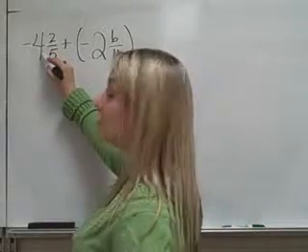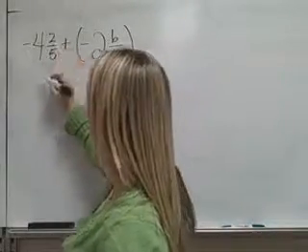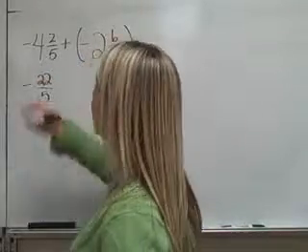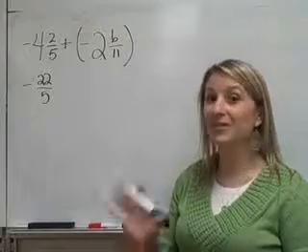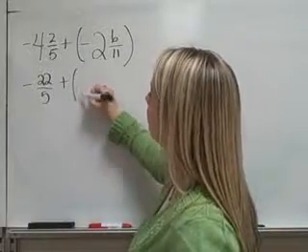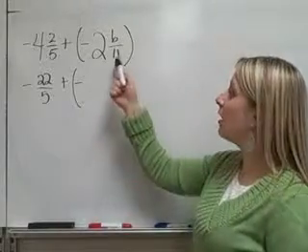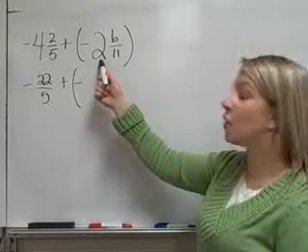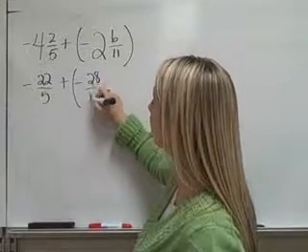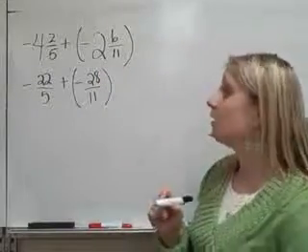5 times 4 is 20. 20 plus 2 is 22/5. And that was negative. So I'm going to be really careful to not forget my signs. Now I'm going to add negative 11 times 2 is 22. Plus 6 is 28/11. Okay.